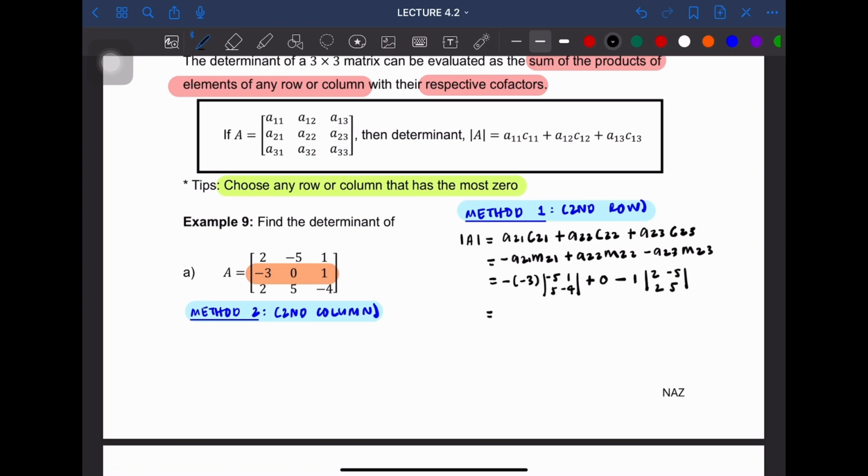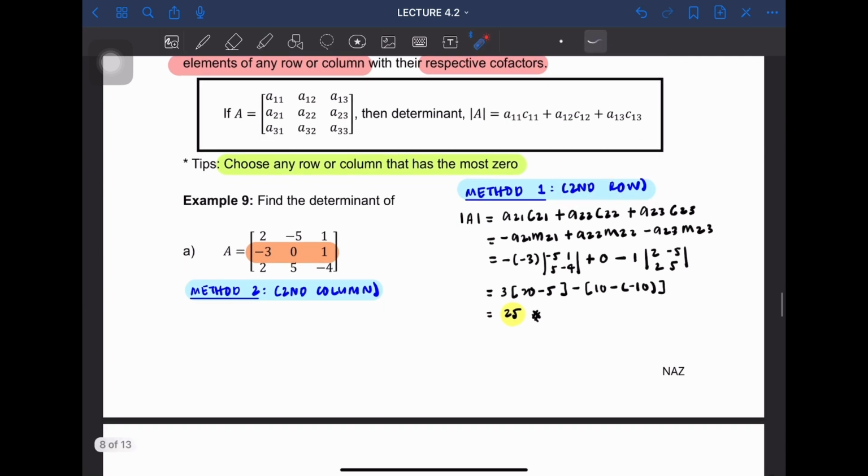Okay, so now we're going to calculate. So this one becomes positive 3, and then using the formula AD minus BC for this one, you get negative 5 multiplied by negative 4 is 20, minus 5. And then minus, we calculate AD minus BC for this one, we get 10 minus negative 10. 10 minus negative 10, so we will get 25 as our final answer. Okay, so this is the determinant by using the second row.